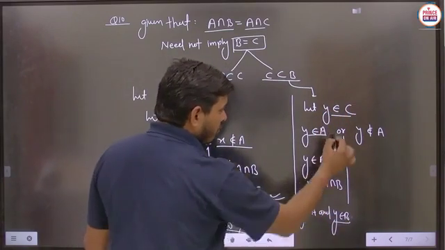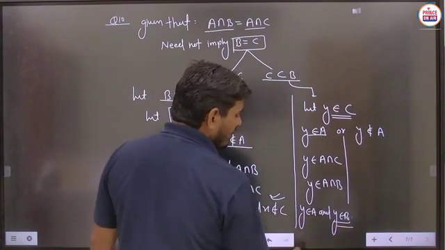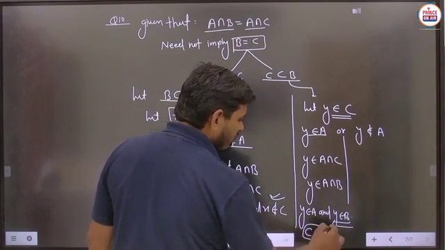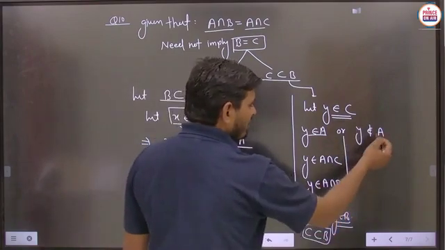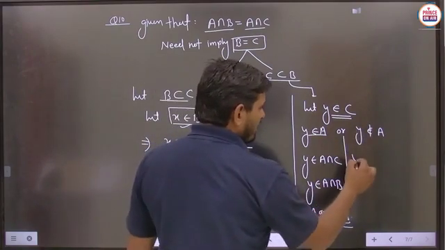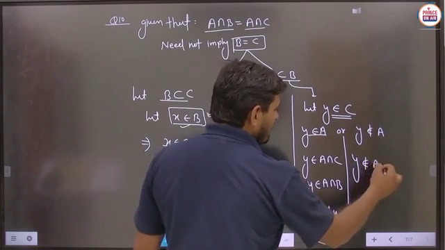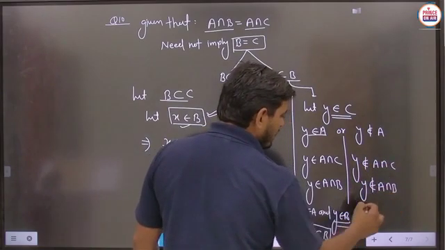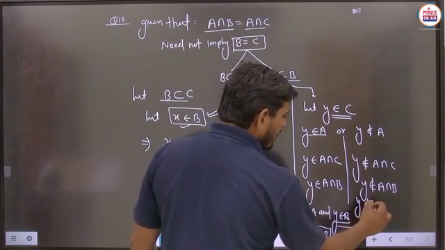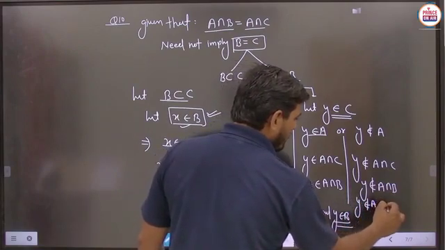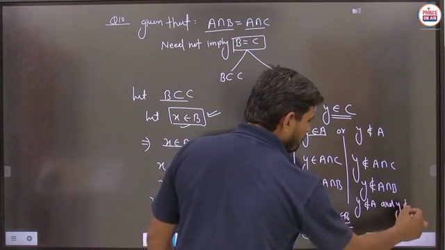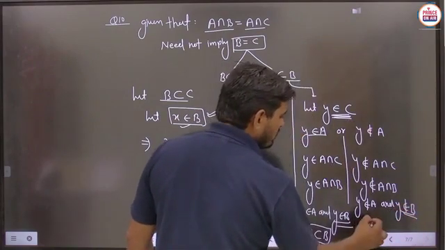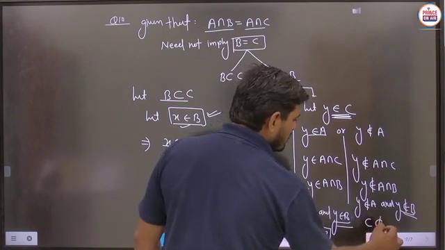So definitely on behalf of this condition and this condition, you can say that C is said to be the subset of B. Is it to be clear? And in this case, y does not belong to A. So definitely y does not belong to A intersection C, and y does not belong to A intersection B, and here y does not belong to A and y does not belong to B. So here y belongs to C and here y does not belong to C. So this C is not said to be the subset of B.